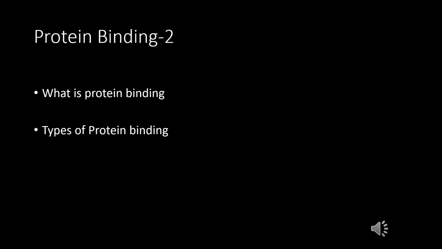As we have already discussed in Protein Binding 1, generally what is protein binding and what are the various types of protein binding, like the reversible or the irreversible one. And we discussed that as far as pharmacokinetics is concerned, the reversible protein binding is of extreme concern.